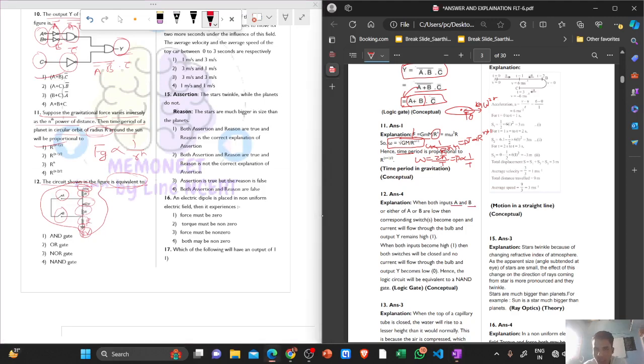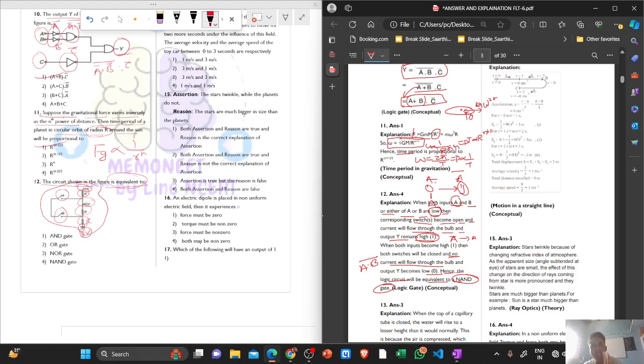When both A and B or either A or B are low, meaning off, then the corresponding switch is open and current will flow through the bulb and output Y is high. Means when A or B is 0, meaning low, output will get 1. If the input is A, then it is getting A bar. Now, when both are high, when both are 1, then no current will flow and hence 0. So the logic gate will be equivalent to a NAND gate. It is (A dot B) bar.